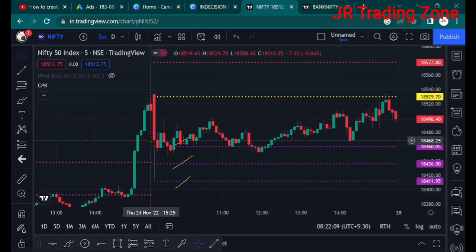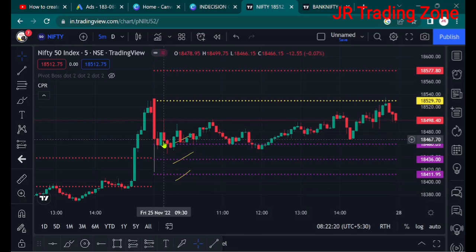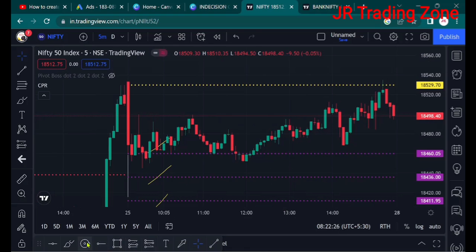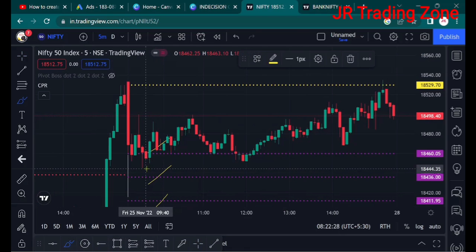Do you see anything else in this chart? Here we can see a pin bar. You see carefully, here you can see a pin bar. An upward pin bar, a positive pin bar. Even though the candle is coming here, it is not able to close down. It is showing a positive pin bar. This is a sign of reversal.